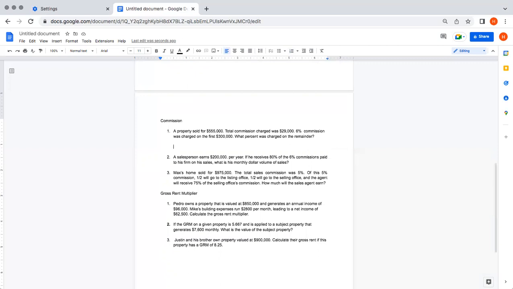Some of this stuff is repetitive. So the first thing is to calculate the commission for the first $300,000 at 6%, and that's going to equal something. What does that equal? Now these are pretty decent numbers. We know it's going to be 18,000, but we still want to do the math. So 300,000 times 0.06 equals 18,000, right? So we're going to write that down or type that in.